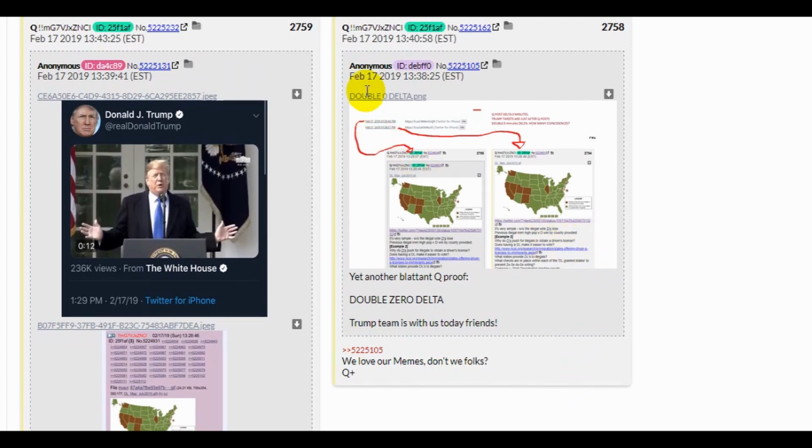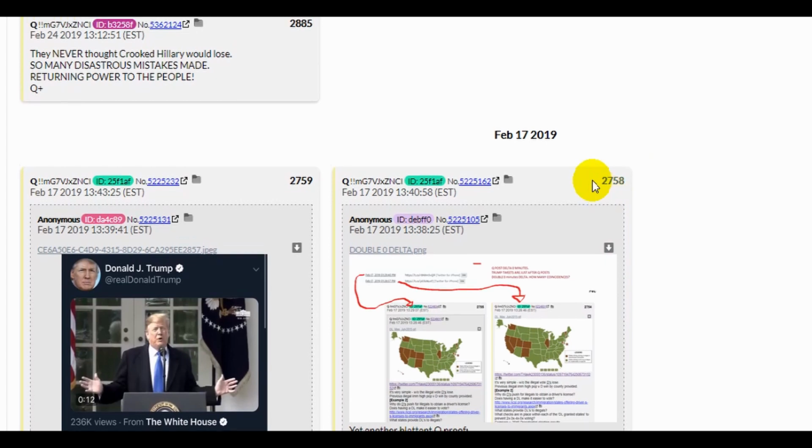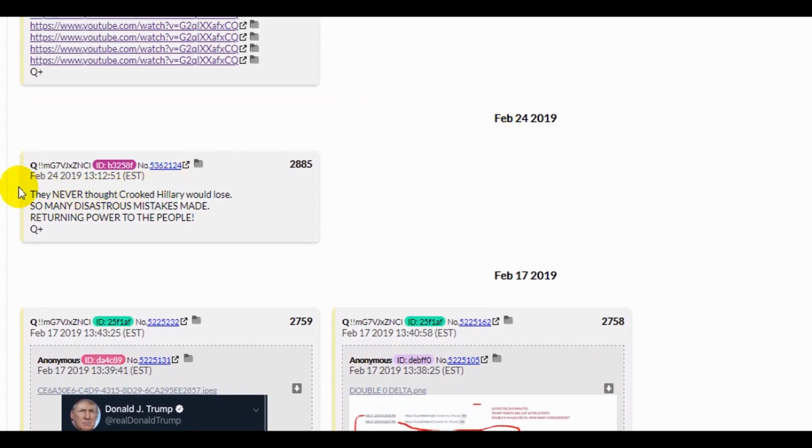And then February 17, 2019, we have a post, "We love our memes, don't we, folks?" by Q+. This is a very, I would say, folksy way of talking. So anons trying to vet Steinbart may want to compare his speaking style to see if that matches with the character of this particular quote. February 24th, 2019, we have another very extroverted sounding post with all caps, "Returning power to the people, Q+."